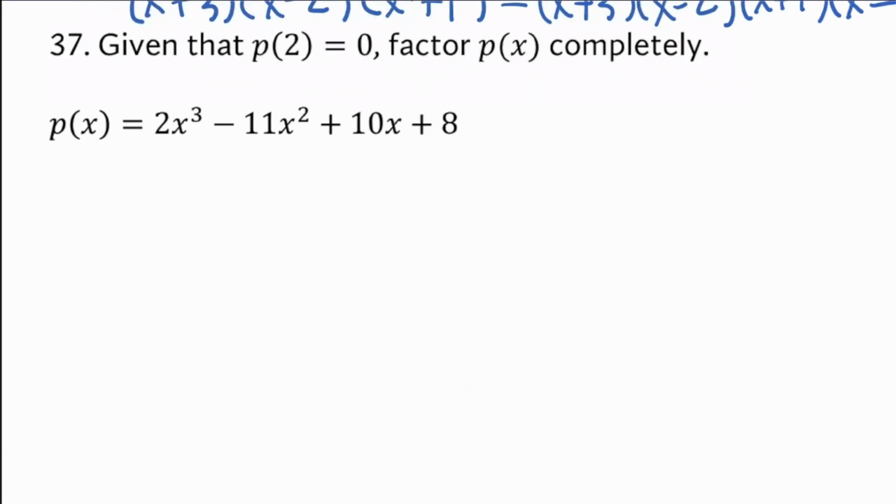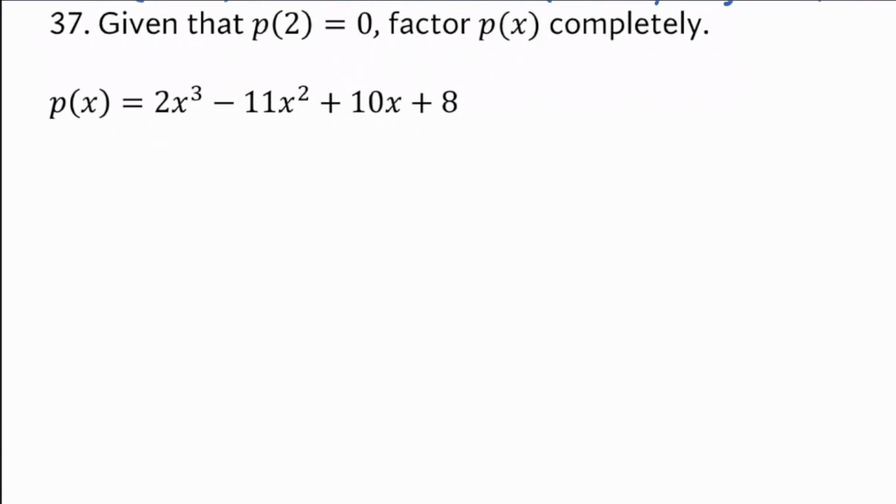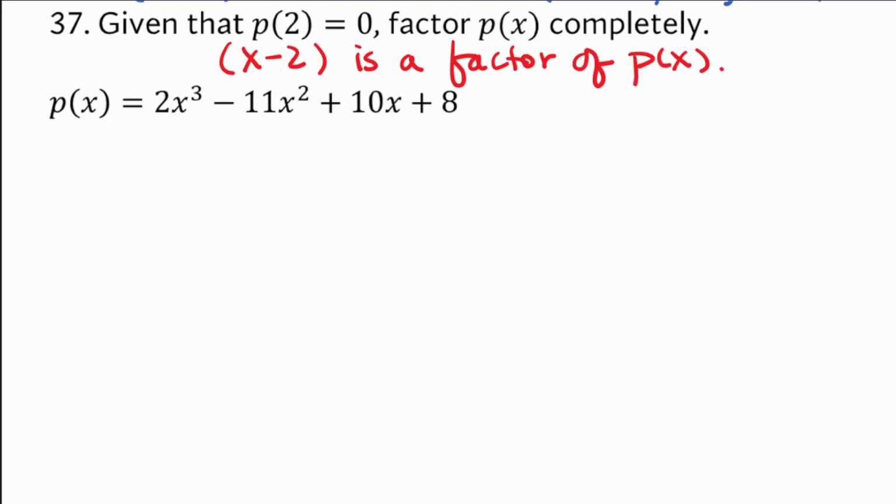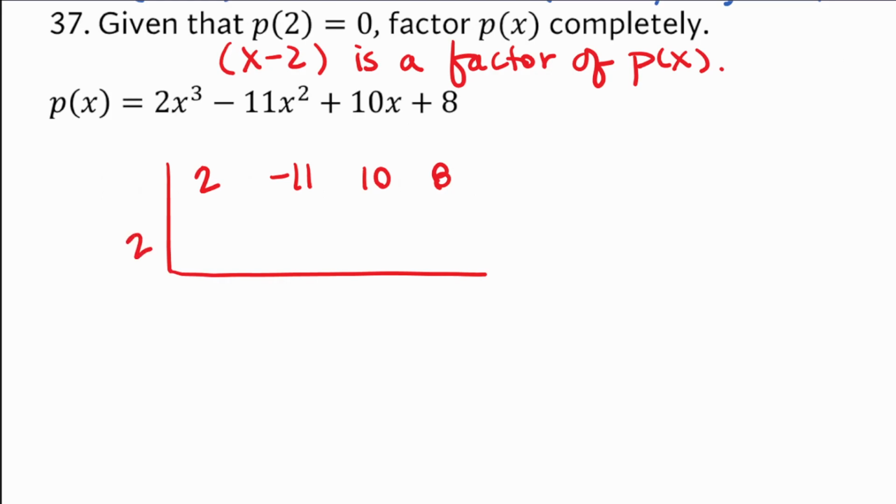Given that p of 2 equals 0, factor p of x completely. Okay, so we know that that means that x minus 2 is a factor of p. Right, and p of x is 2x to the 3, negative 11x to the 2, positive 10x, and 8. Oh, I see where this is going. Okay, I'm glad we put one of these on there too. Wanted all the factoring types to be represented, and there's one we haven't done so far.